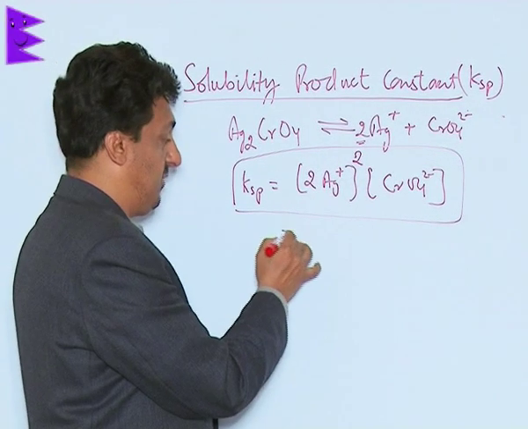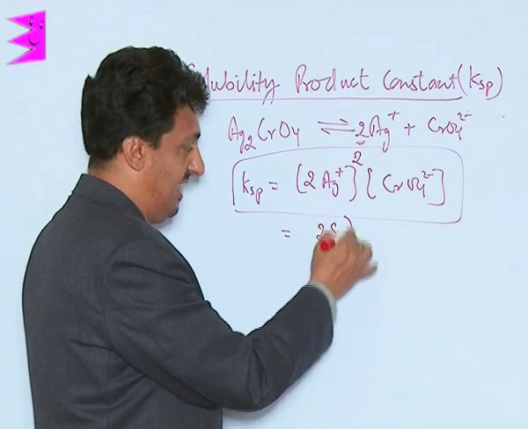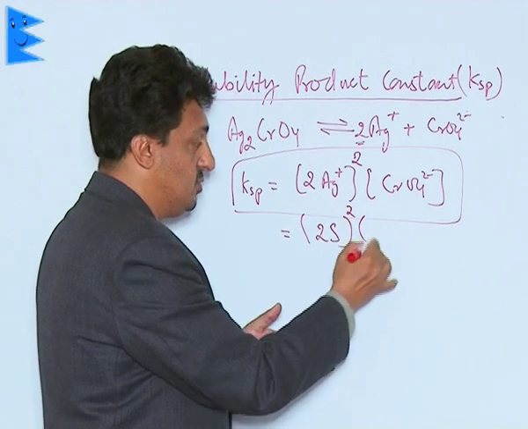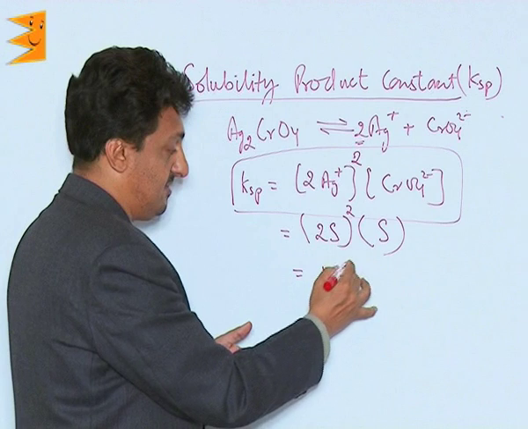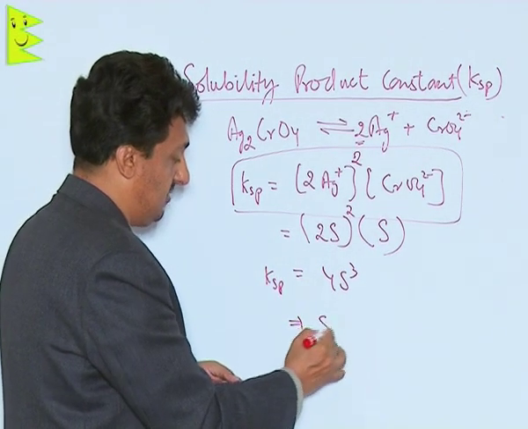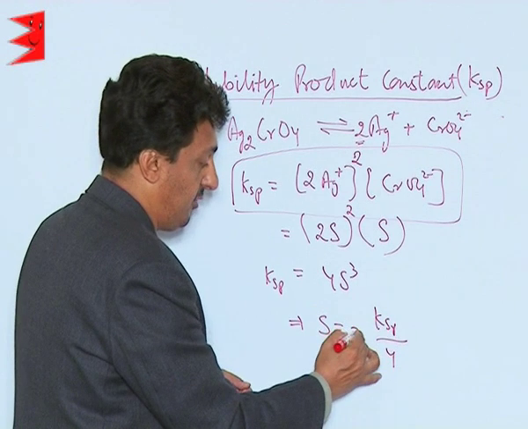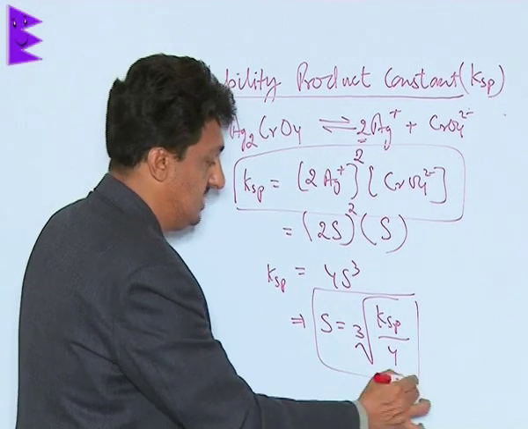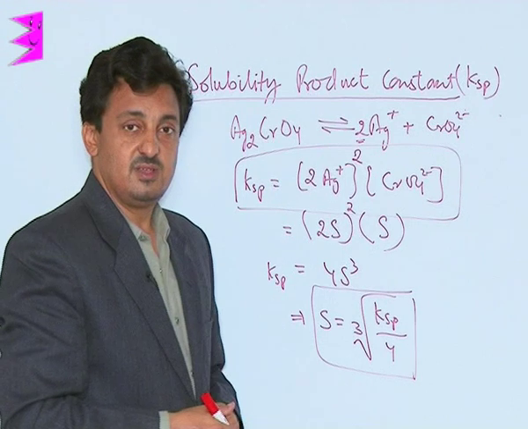And now we have to find out how it is related to solubility. Remember, it will be twice of S, because the solubility will become double, raised to the power 2, and the chromate will be S. So it will be 4S cube, which will be equal to your Ksp. So what will your solubility be? It will be the cube root of Ksp divided by 4. So this will be the expression for the solubility for this particular salt.